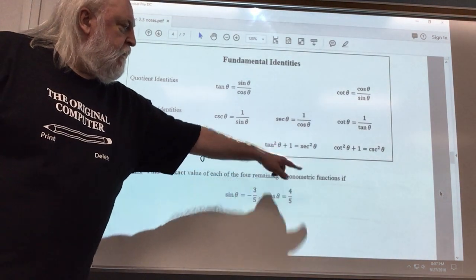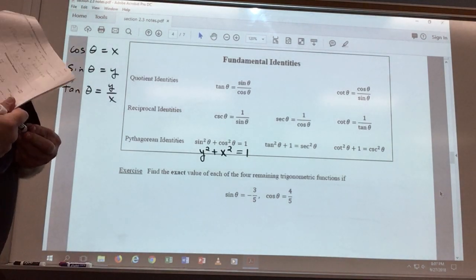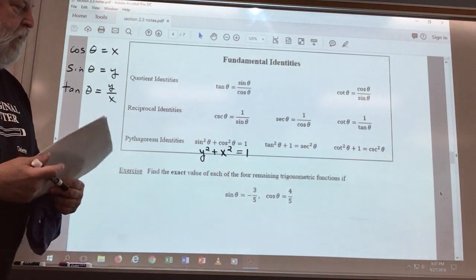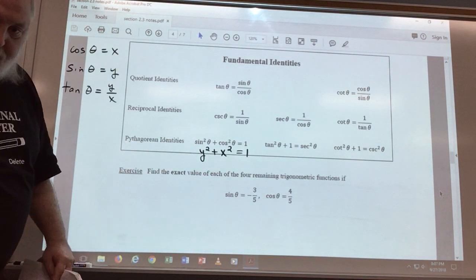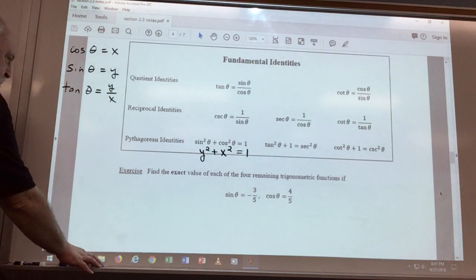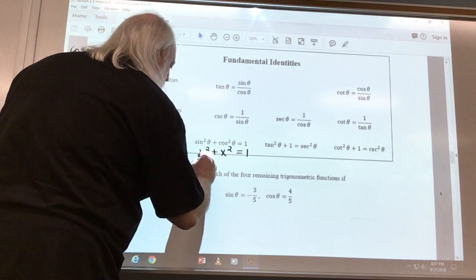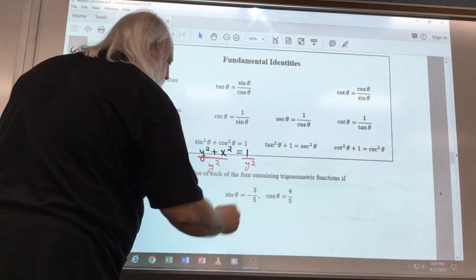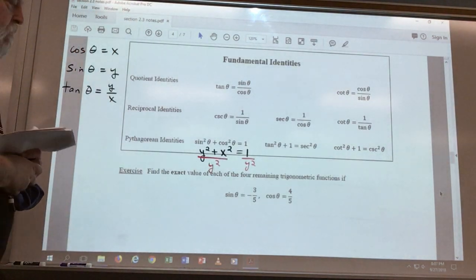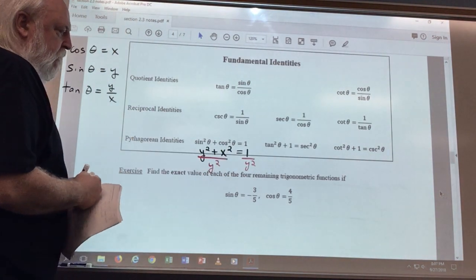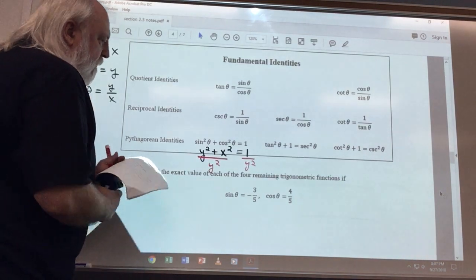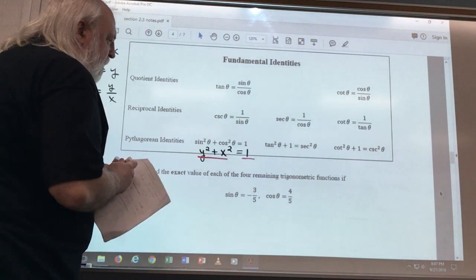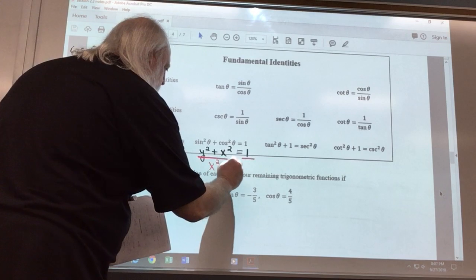Tangent squared theta plus 1 equals secant squared theta. That follows immediately if you divide both sides of this equation over here by y squared. If I divide both sides of this equation here by y squared, then when I divide each of those terms in the numerator, excuse me, I misspoke. I'm dividing both sides by x squared. My bad, I apologize. I'm dividing both sides by x squared.